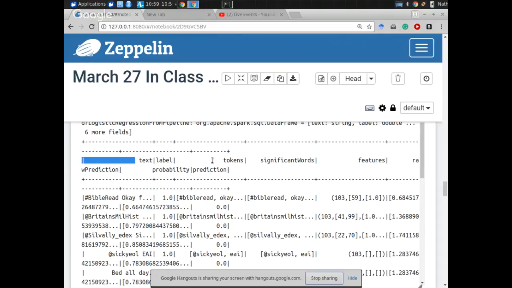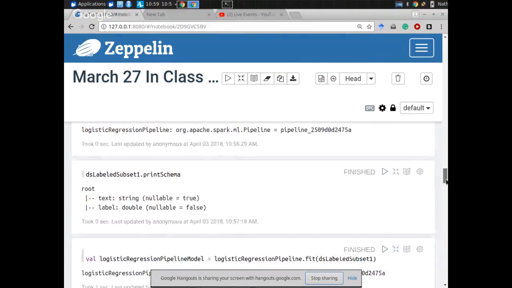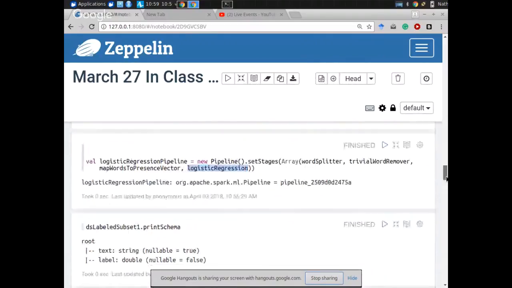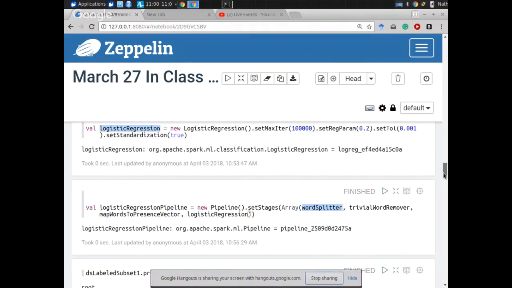All but these. So the tokens, whence did those come? Those came from the word splitter, the tokenizer. Where is the tokenizer in this whole thing? Well, it is located in the pipeline. So it annotated it along the way with that. Where did significant words come from? The stop word remover. That's another part of the pipeline here, right?